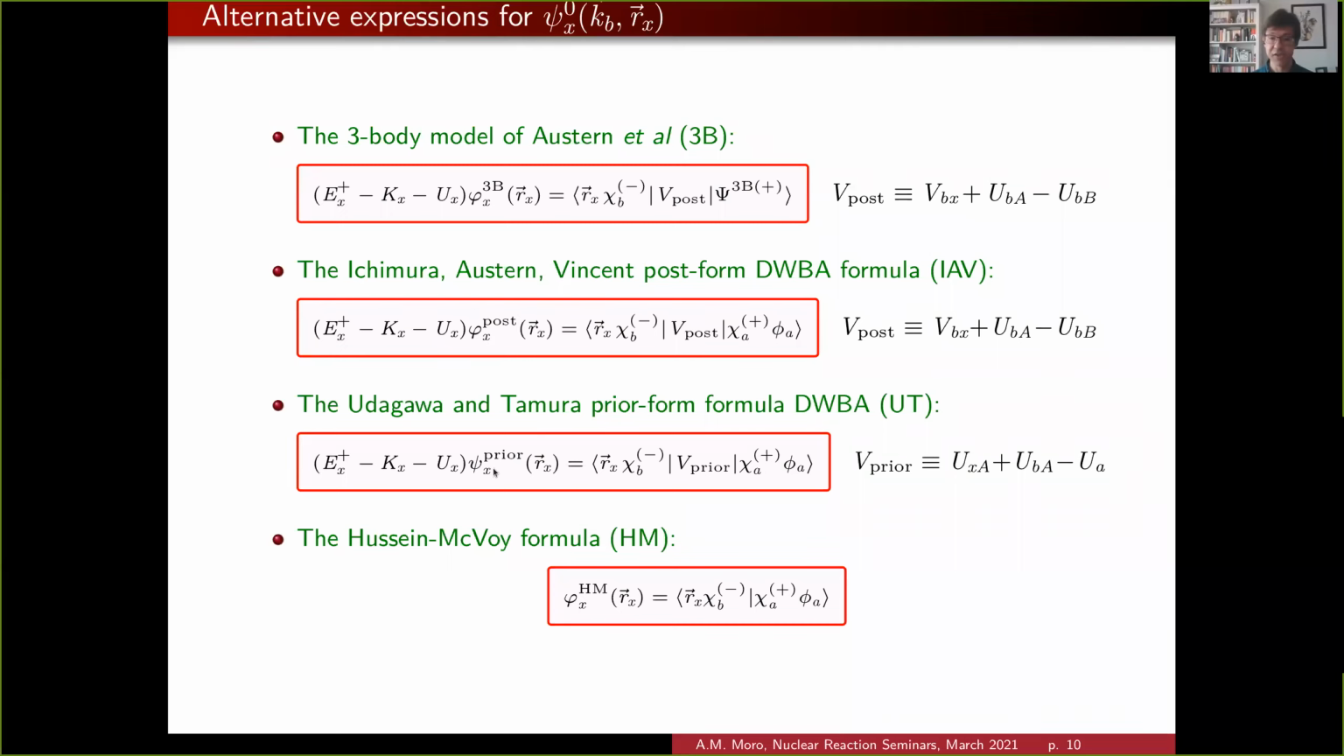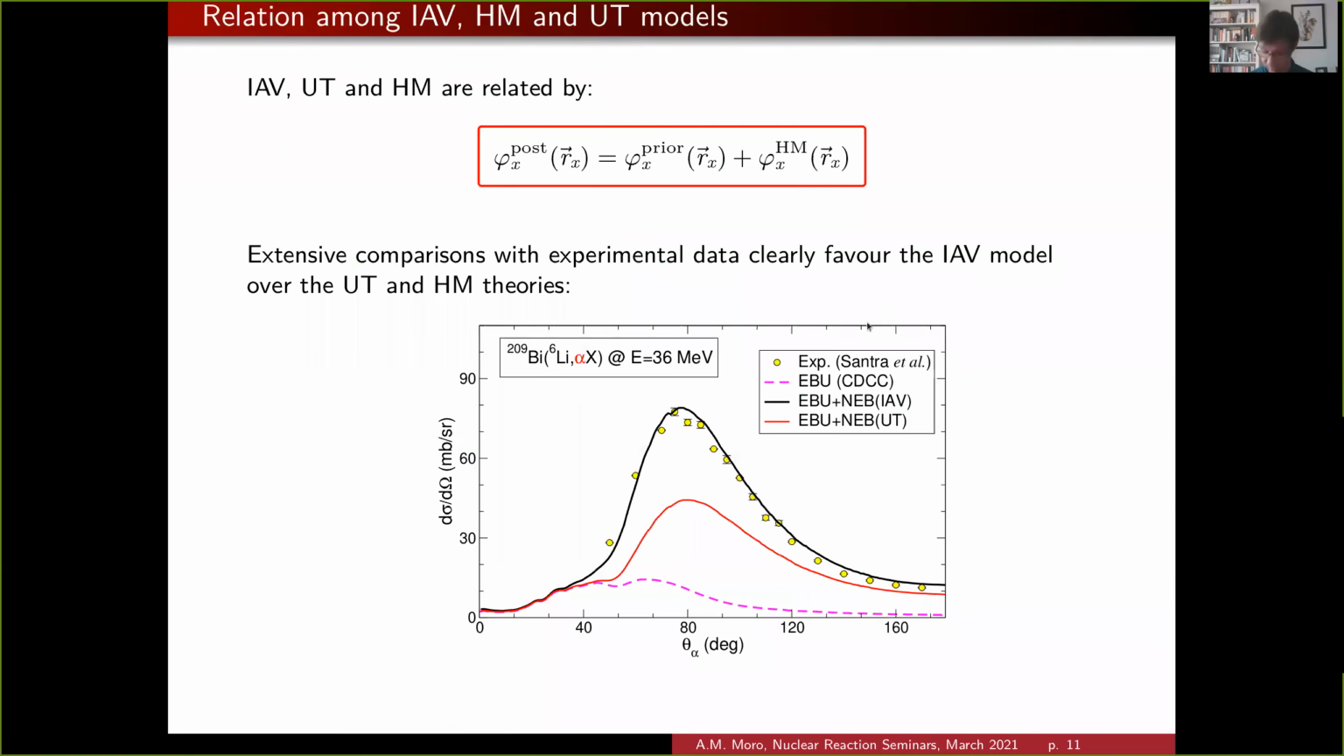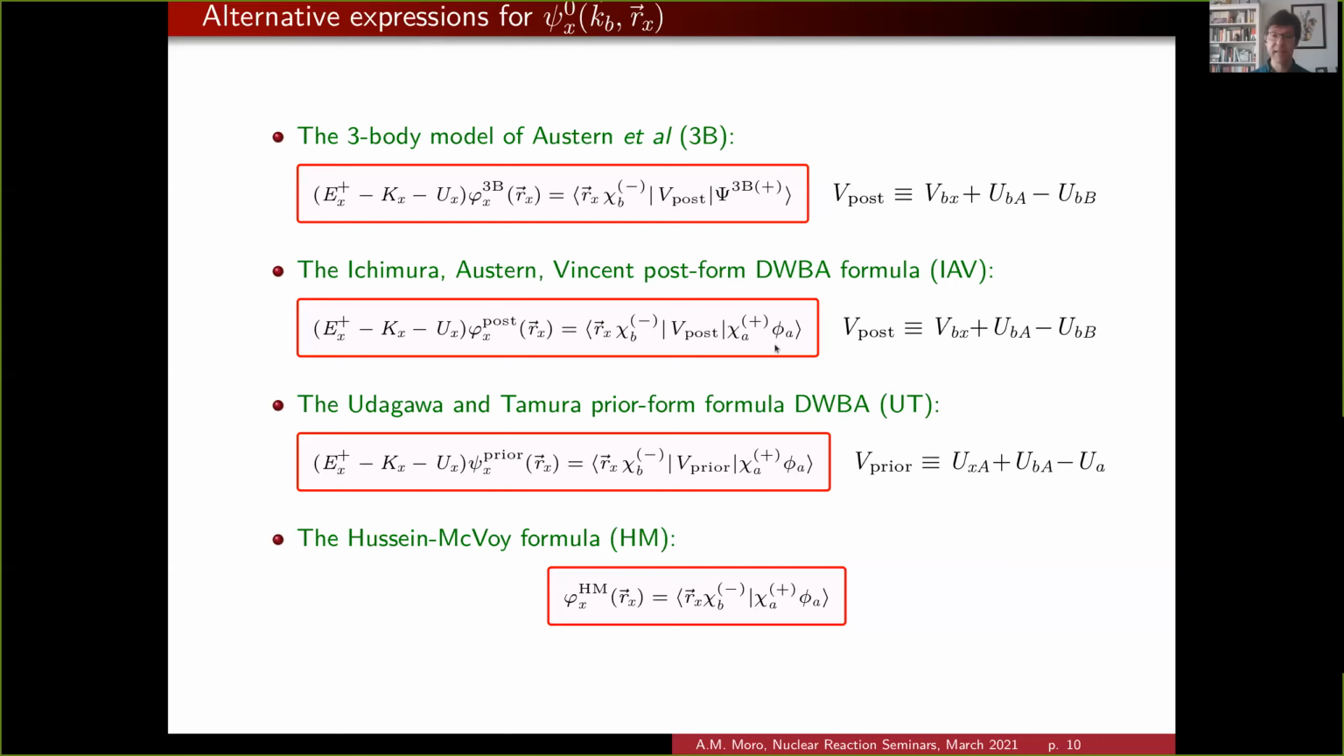And there are two more versions, or two more prescriptions, that were discussed a lot at that time. One is the prior form, analogous to this one. This is the expression of Udagawa and Tamura that essentially solves the same problem, but replacing the V post by the V prior. You know, in DWBA there is a post-prior equivalence, but here this equivalence does not hold in the same way. So these two expressions lead to different results.